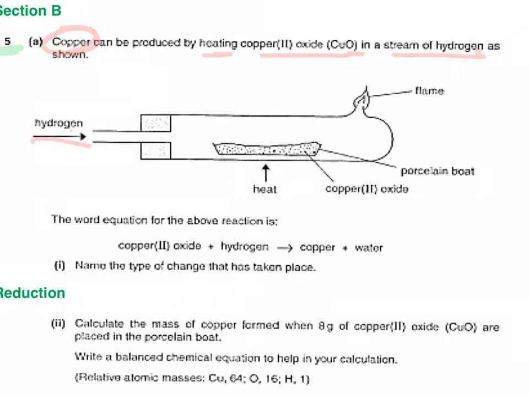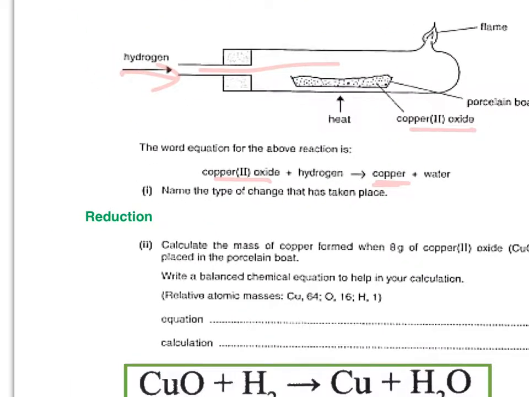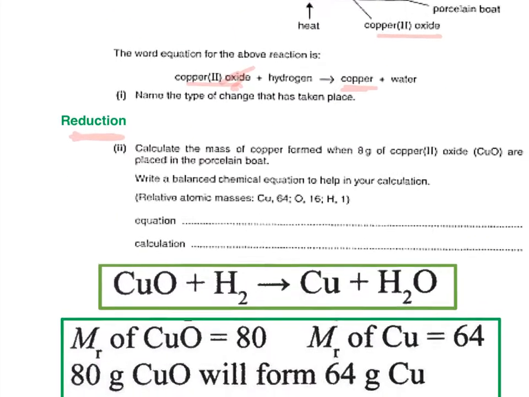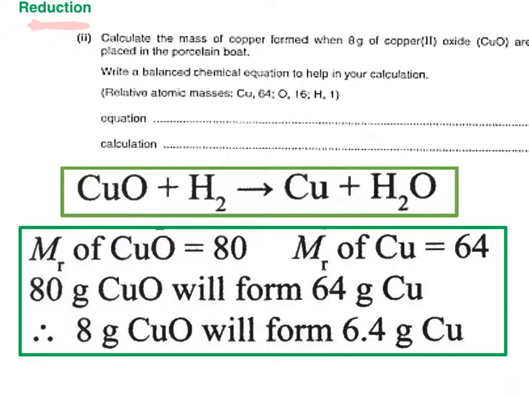So they pass the hydrogen through the copper oxide, and they try to get the copper back from copper oxide. You may not have learned this before, but this is a reduction reaction whereby the oxygen is removed. Continue. Part 2, they ask you to calculate the mass.